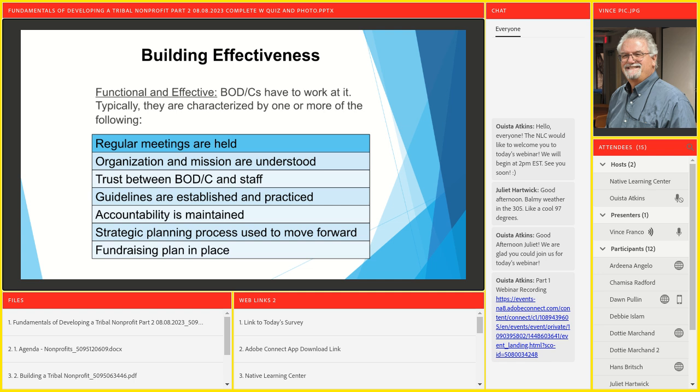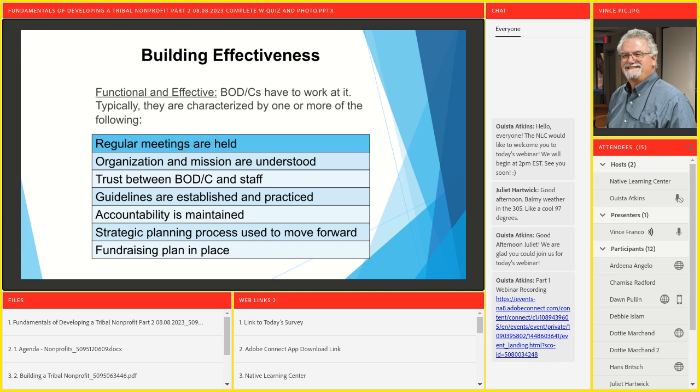They don't have to be structured with hardcore parliamentary procedure, but you do need to have some kind of documented meeting with minutes recording that approval was attained for all of these important procedures and functions that happened prior to the meeting, if you follow me. Okay. Organization and mission are understood. That's another thing that needs to be approved.